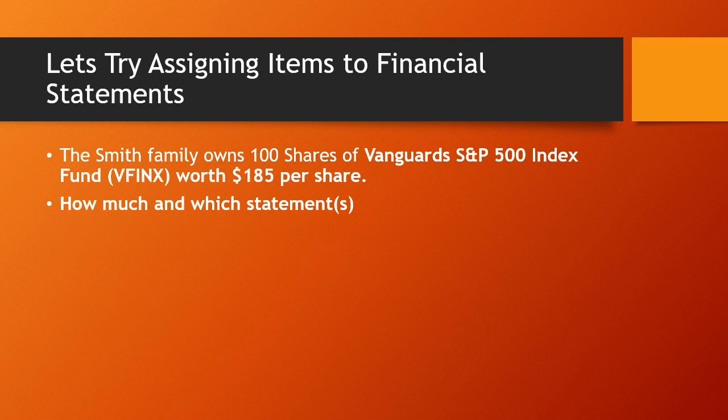How would we list this on our financial statements, right? The Smith family owns 100 shares of Vanguard's S&P 500 index fund. You don't have to know what that is. It's just an investment. So they have 100 shares of it. And each share they own costs $185 per share. So that means in total it's worth $18,500. So they have an investment worth $18,500.